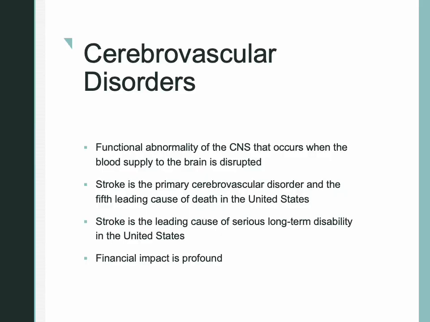Cerebrovascular disorders are a functional abnormality of the CNS that occurs when the blood supply to the brain is disrupted. Just like you can have a heart attack due to a clot or ischemia in the heart, a stroke is that ischemia in the brain. It can be disrupted based on ischemia, or based on a bleed, and we'll talk about that in a little bit. But the stroke is the primary cerebrovascular disorder.